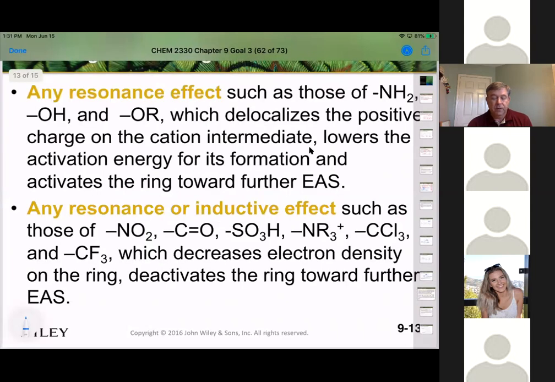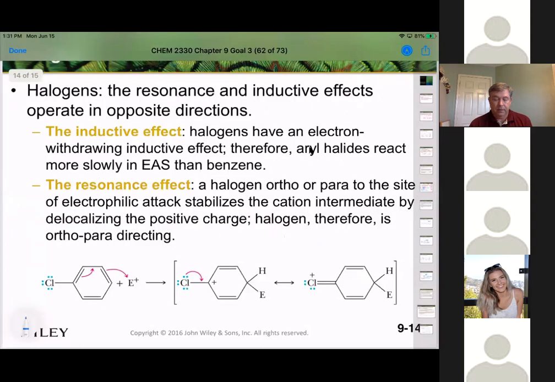So what that tells us is that anytime we have something with a lone pair, it's going to help delocalize that positive charge, and therefore it's going to activate the ring, by those lone pairs being able to contribute to that extra carbocation intermediate. Anytime we have these partially positive substituents, inductively it decreases the electron density in the ring and therefore deactivates it as well. All right, questions on that? Okay.